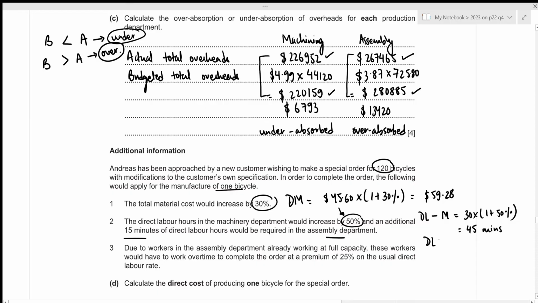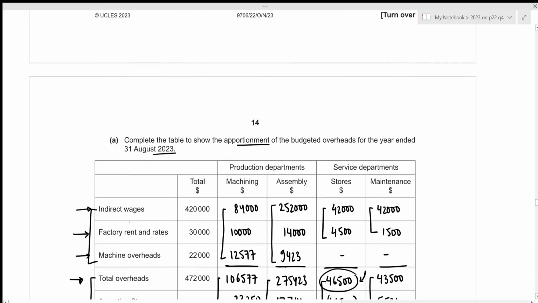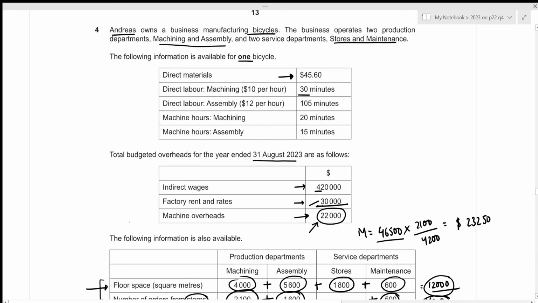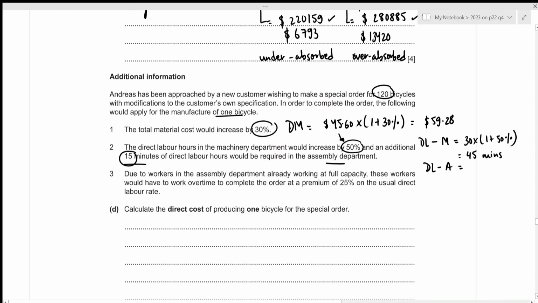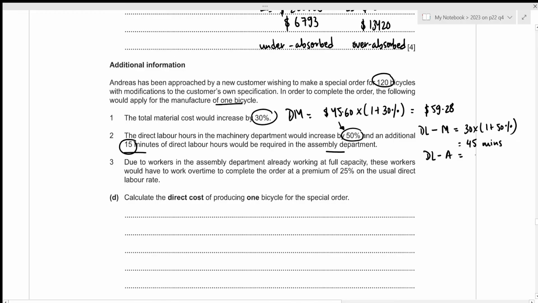Now we need to figure out the direct labor for our assembly department as well. It will increase by 15 minutes of direct labor hours. Let's have a look above. Previously, for our assembly department, that was 105 minutes. Now we need to add 15 minutes to it. So that's 105 plus 15, which results in 120 minutes.